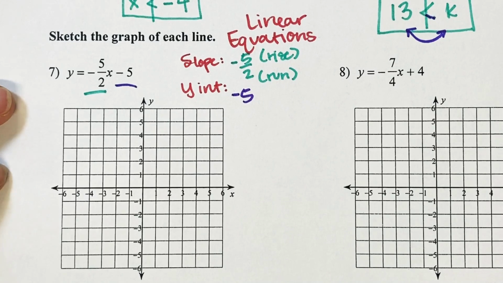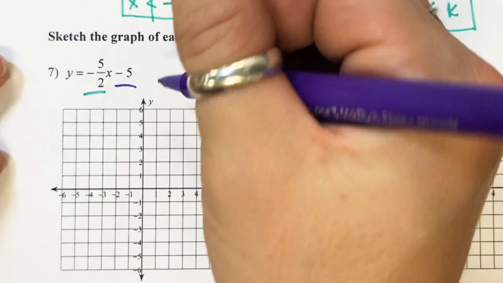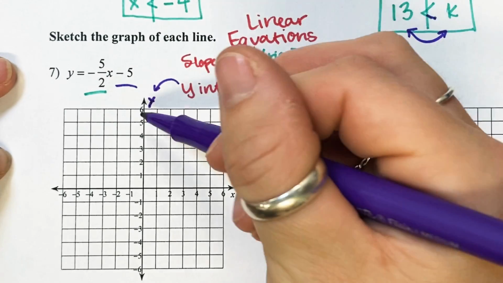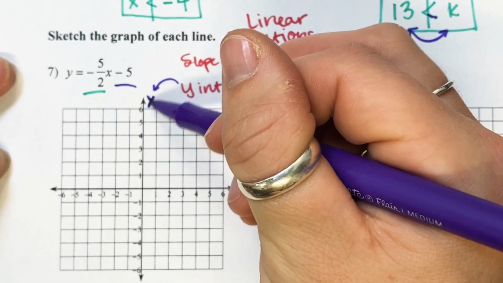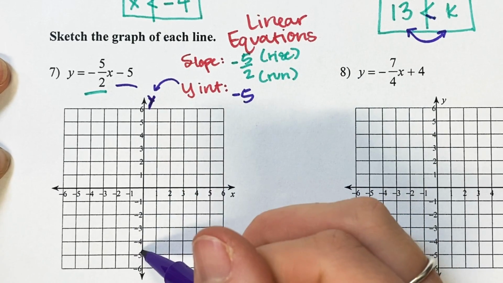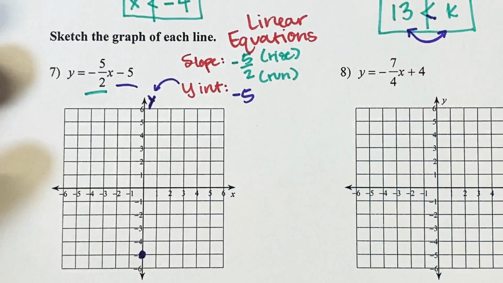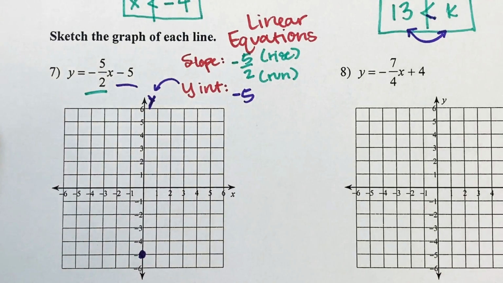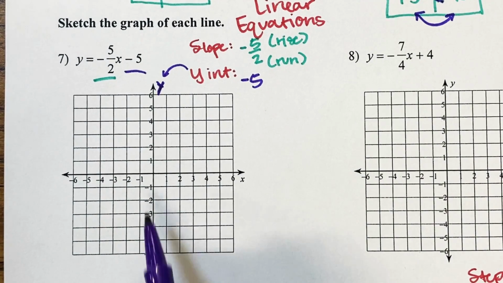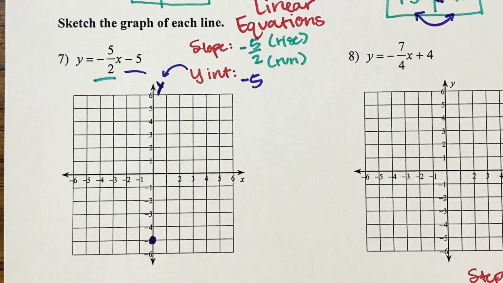Using our steps for graphing, we know that our Y-intercept is our starting point. So our Y-intercept always goes on our Y-axis. That's this guy right here. Find -5 on your Y-axis and put your first point right on there. So -5 is my Y-intercept, and I found -5 on my Y-axis.